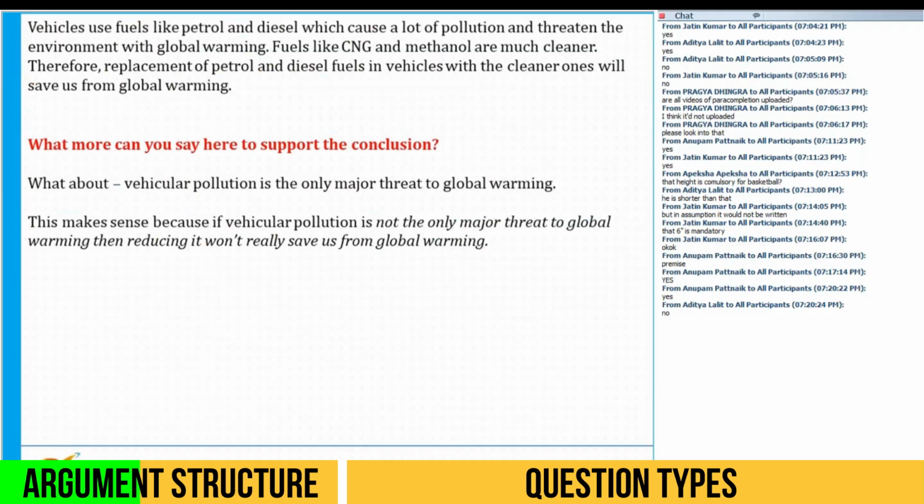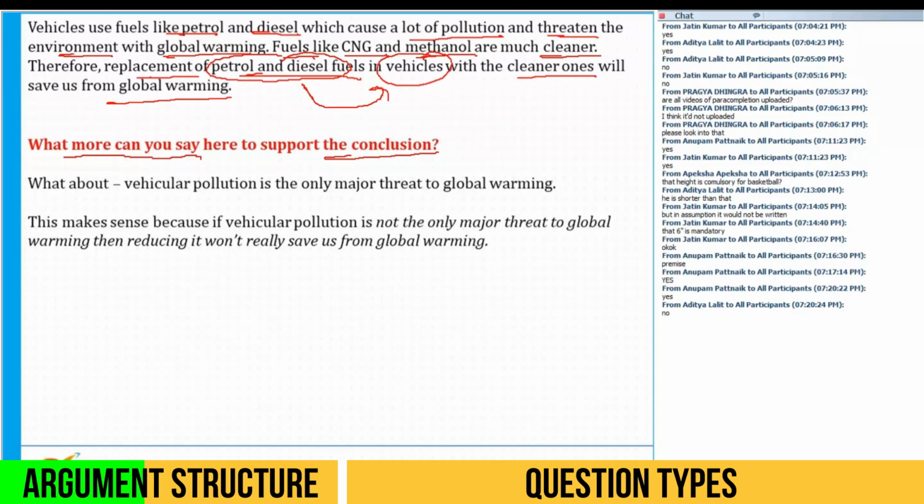The question tells you that petrol and diesel cause a lot of pollution and they threaten the environment with global warming. Fuels like CNG and methanol are much cleaner, and that is why if we replace petrol and diesel fuels with cleaner ones, it will save us from global warming. The question is, what more can you say to support the conclusion? He's telling you to replace petrol and diesel in the vehicles. When you replace petrol and diesel in the vehicles, it will save us from global warming.